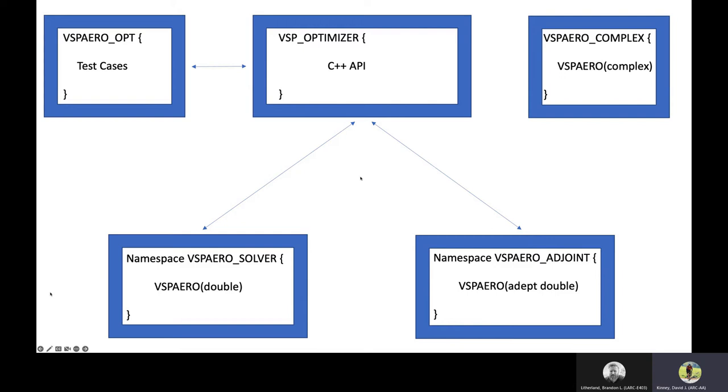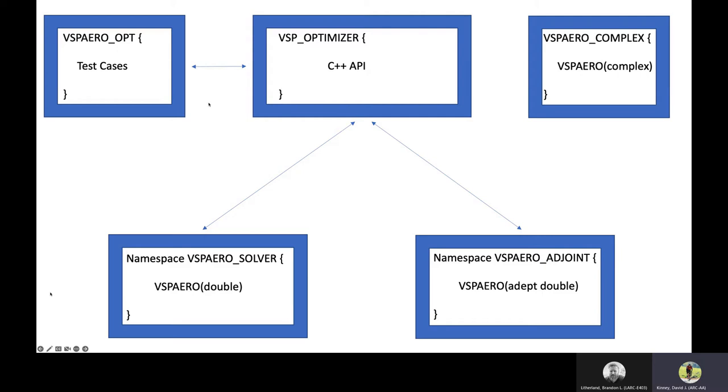The other way, which is actually a lot nicer, in my mind right now, to run the code, is through the API. We basically wrap the solver on the left in a namespace, and the adjoint solver on the right in a namespace, in C++. We create libraries, and those are pulled into a new object, the VSP optimizer. This is the C++ API. I'll quickly talk about that. It allows you to access and run the solver, and access and run the adjoint, all from C++ API calls.